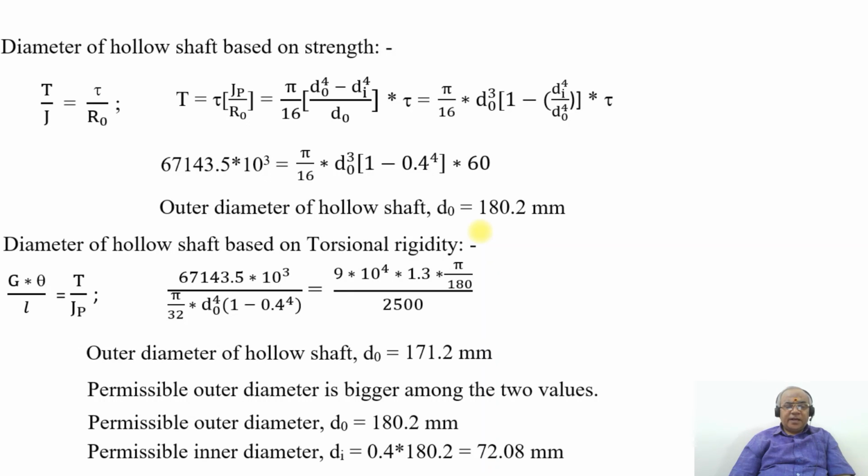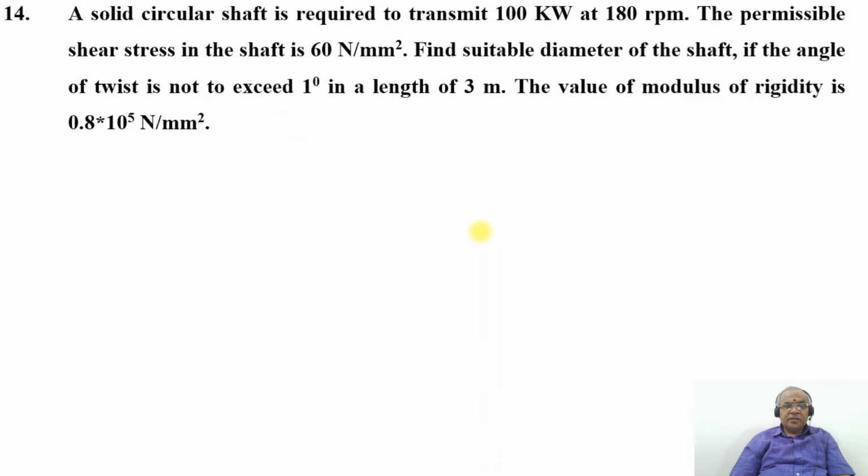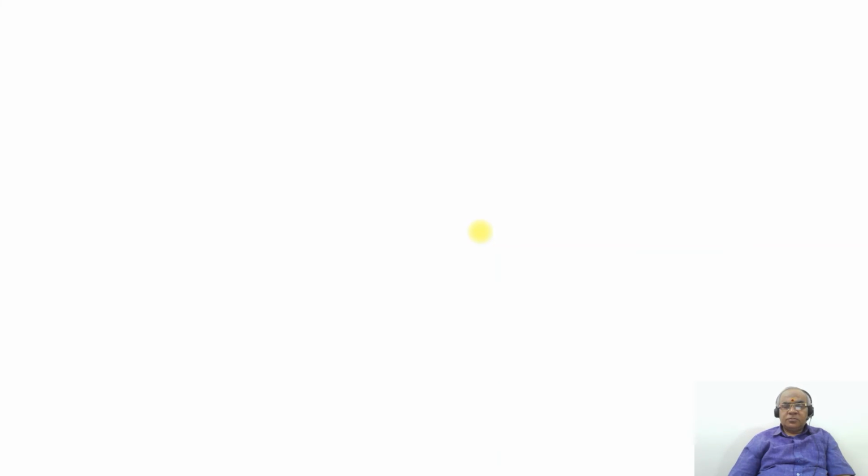The permissible inner diameter di will be equal to 0.4 into d naught, which equals 0.4 into 180.2, which equals 72.08 mm. So this is how you will be able to solve this particular problem. Thank you.